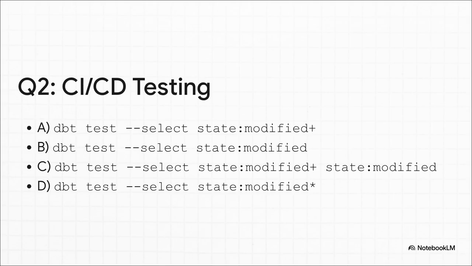Okay, this one's all about the nitty-gritty syntax. So picture this. You just changed a staging model. You need to tell DBT, hey, test the thing I just changed and test everything that might break because of my change. Pay very close attention to those little symbols after state:modified. Which one does exactly what we need?